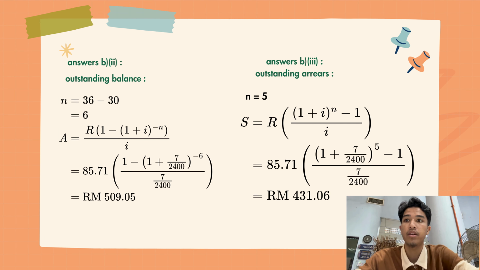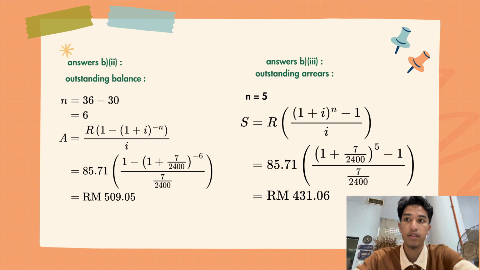Question number 2. If her father wants to settle the loan immediately after paying 13 monthly payments, how much additional payment does he have to make? The outstanding balance is n equals 36 minus 13, so you get 23. A equals R bracket 1 minus 1 plus i to the power of negative n, over i is the formula. R is 85.71. 1 minus bracket 1 plus 7 over 2400 to the power of negative 23, over 7 over 2400. You get RM 1,509.05.